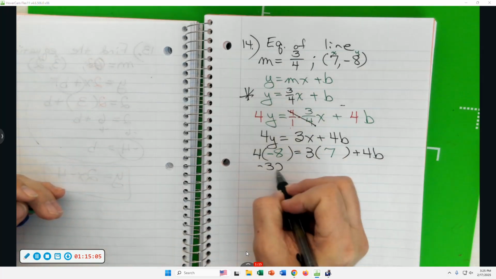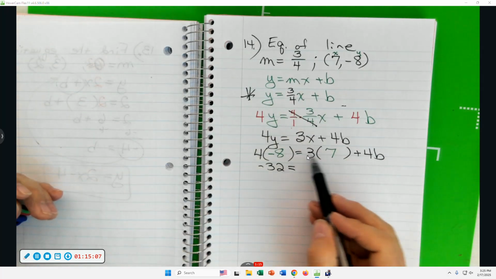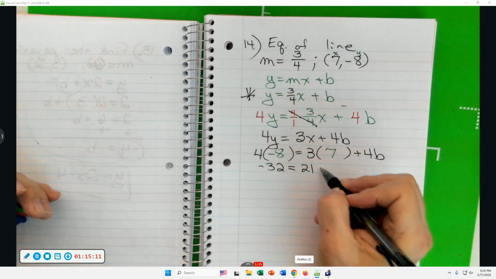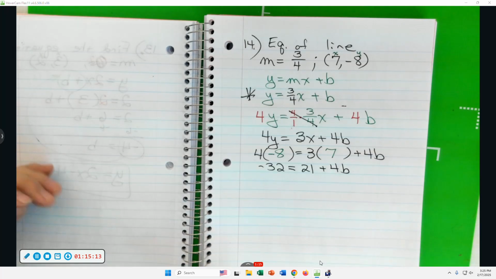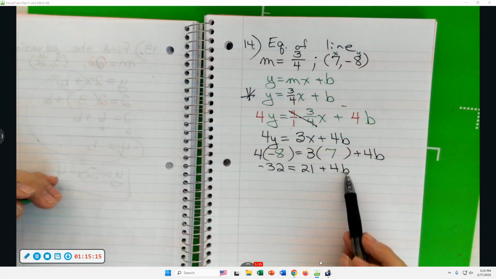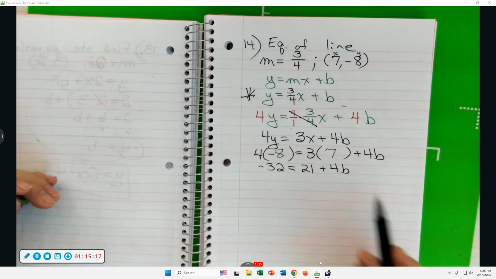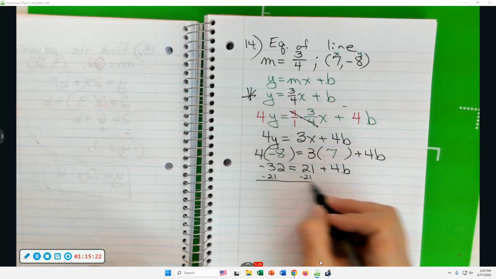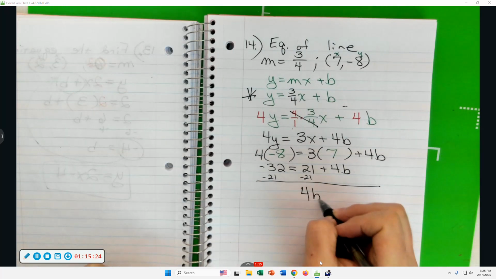-32 equals 21 plus 4b. I'm trying to get b by itself. Subtract 21. Subtract 21, yeah, I agree. That's right. So we have 4b on the right side.